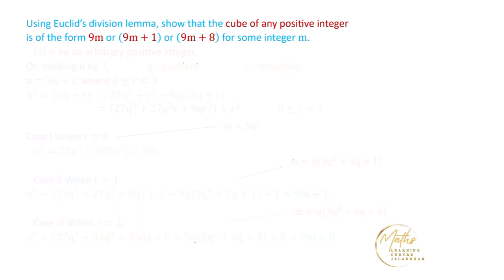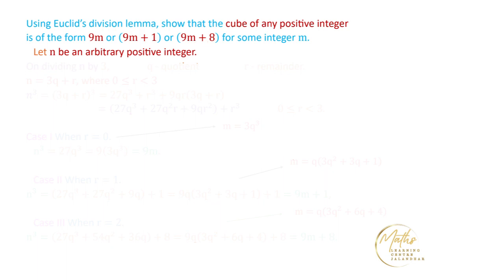Now the next question we have is: using Euclid's division lemma, show that the cube of any positive integer is of the form 9m, 9m plus 1 or 9m plus 8. We start this proof by considering that n is any arbitrary positive integer. Looking at these terms, this is 9m, this is 9m plus 1 and this is 9m plus 8.